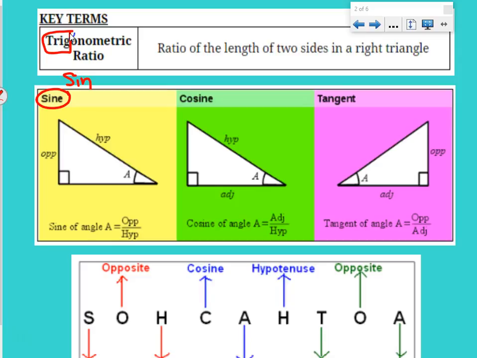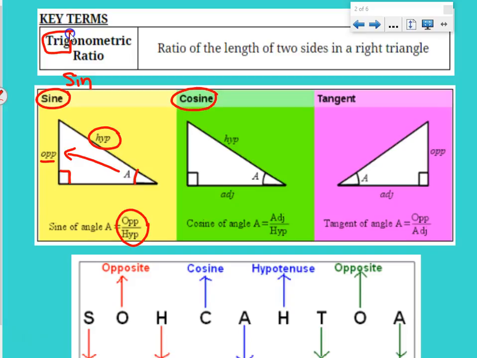And the sine of angle A is the opposite side over the hypotenuse. So hypotenuse is always across from your right angle, and then angle A right here, your opposite side is directly across from it. So it'd be the length of the opposite side over the length of the hypotenuse.